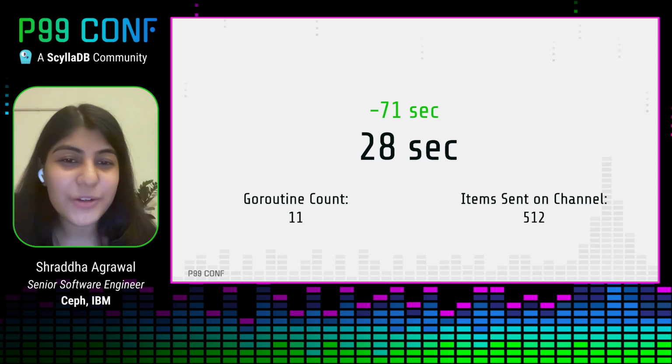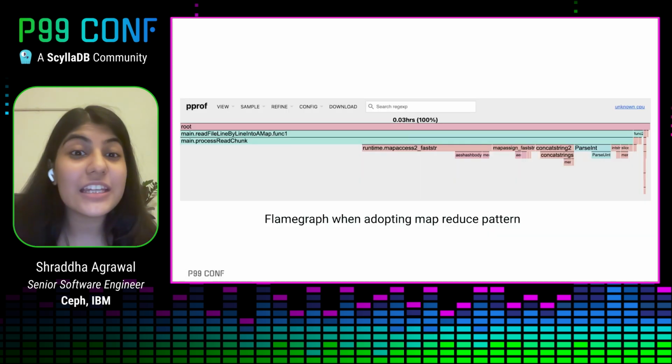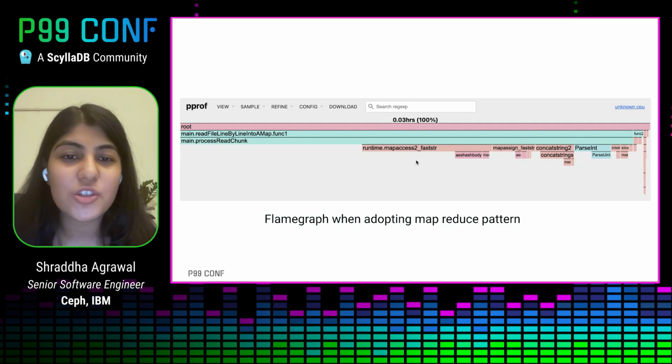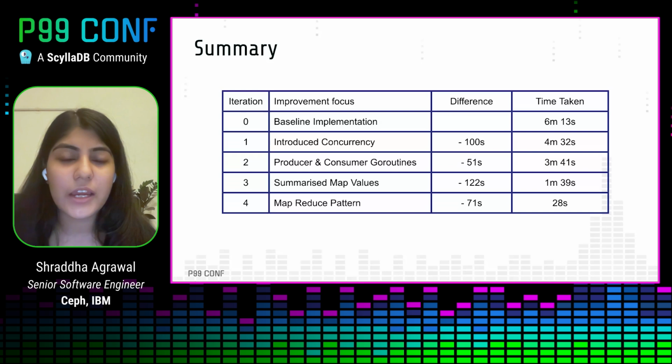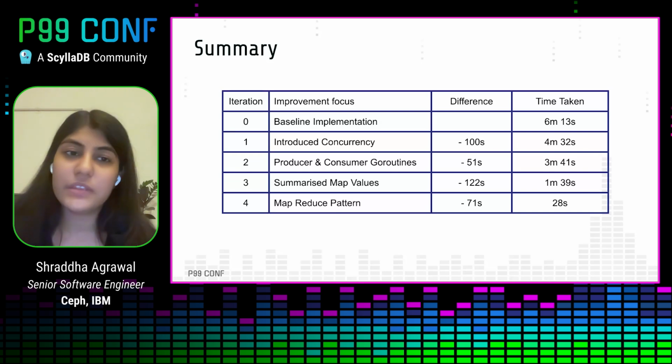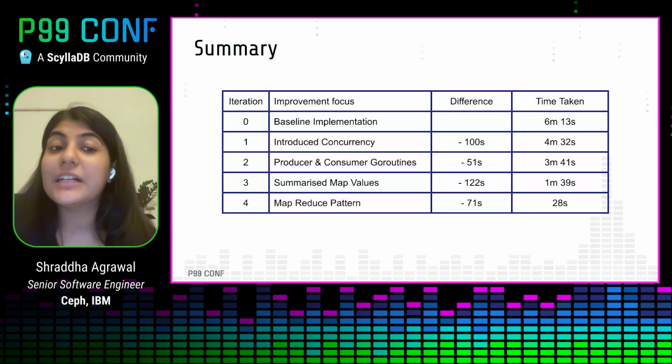So let's profile the code one last time and see if we got rid of all of those sleeps and schedules. And we can see that after doing the optimization, we no longer see any sleeps or schedules, and now most of the time is going into accessing the map or parsing ints. And that's about it. We started with a baseline implementation of 6 minutes, and finally adopted a map reduce pattern and reduced it down to 28 seconds, all by being guided by where Go's performance tools were pointing to improve the code.